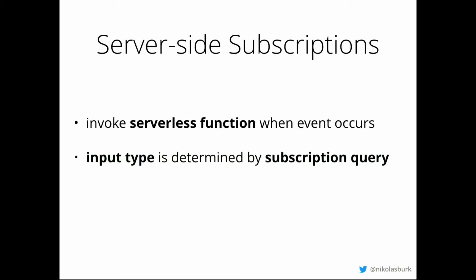And the input type for that function is determined by the subscription query. So in the same way that we just used the subscription query to tell the server what is the data that it sends over, we can also tell the server we want to receive this data as input for our function. And it's configured in the GraphQL.yaml file that contains your project definition.